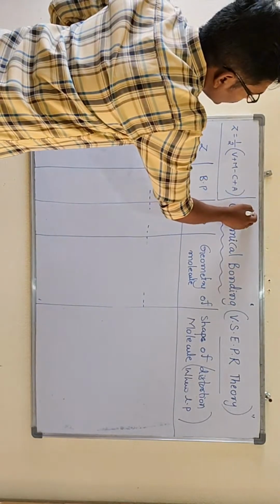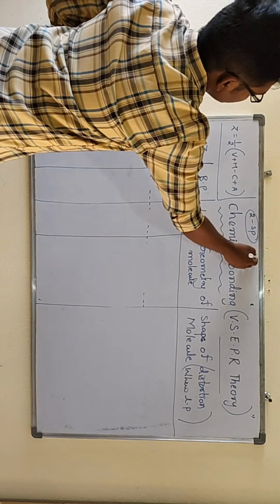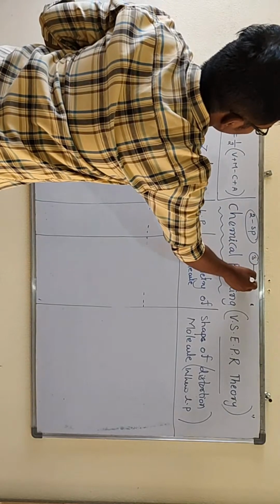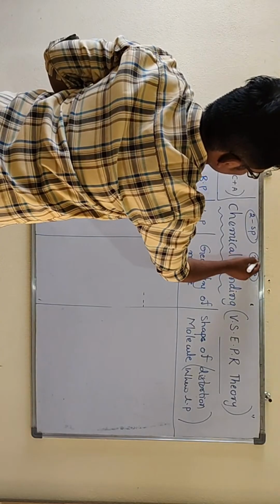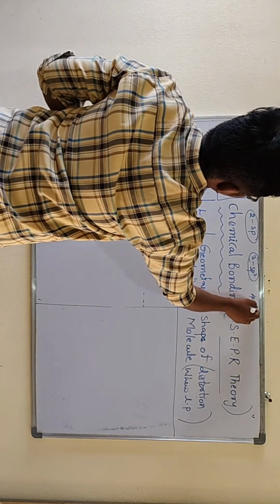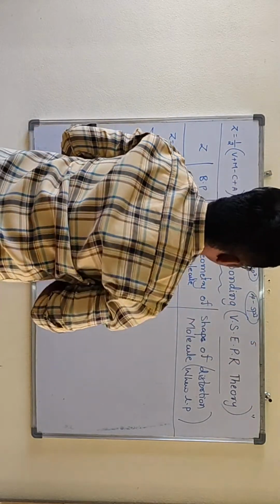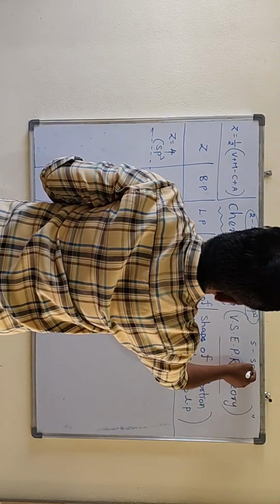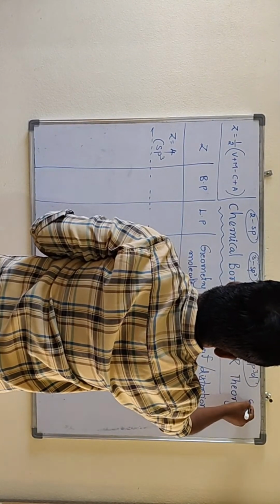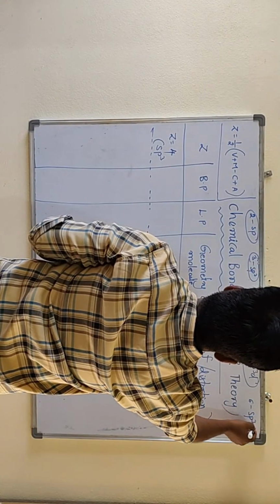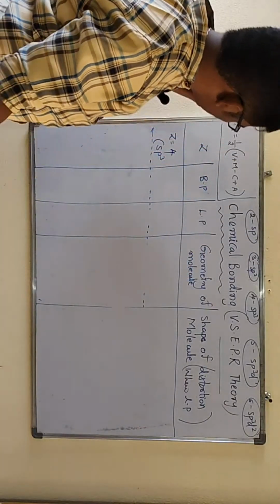I told that when Z value 2 is there, sp hybridization. 3 is there, sp2 hybridization. Z value 4 is there, sp3 hybridization. Z value 5 is there, sp3d hybridization. Z value 6 is there, sp3d2 hybridization. Look, my dear students, look at all of this.